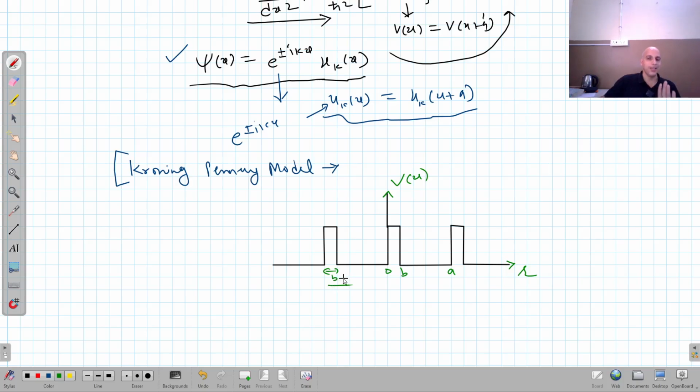So you can see here that this is a rectangular potential, and its height is V naught, and its width is b, and its period is a plus b. You can see here that this is a plus b. So after a plus b distance, it is again repeating. So the period is a plus b, width of the potential is b, and height is V naught.